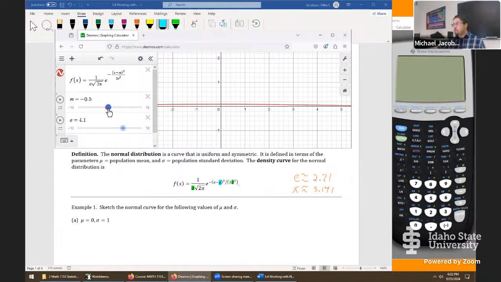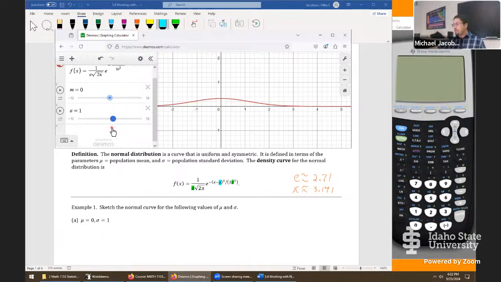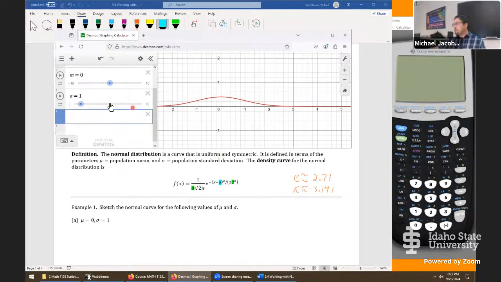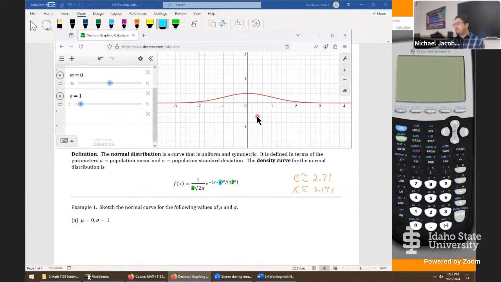So m is our mu on this one. There it is at 0. And sigma is exactly 1. So value of 1 would start right here. Let's see if we can fix this. The thing about sigma is that it's never negative. So let's say we go from 0 to 10, step size 0.5 just to make it easier to put in. So now here's sigma at 1, here's mu at 0, and that's our graph.